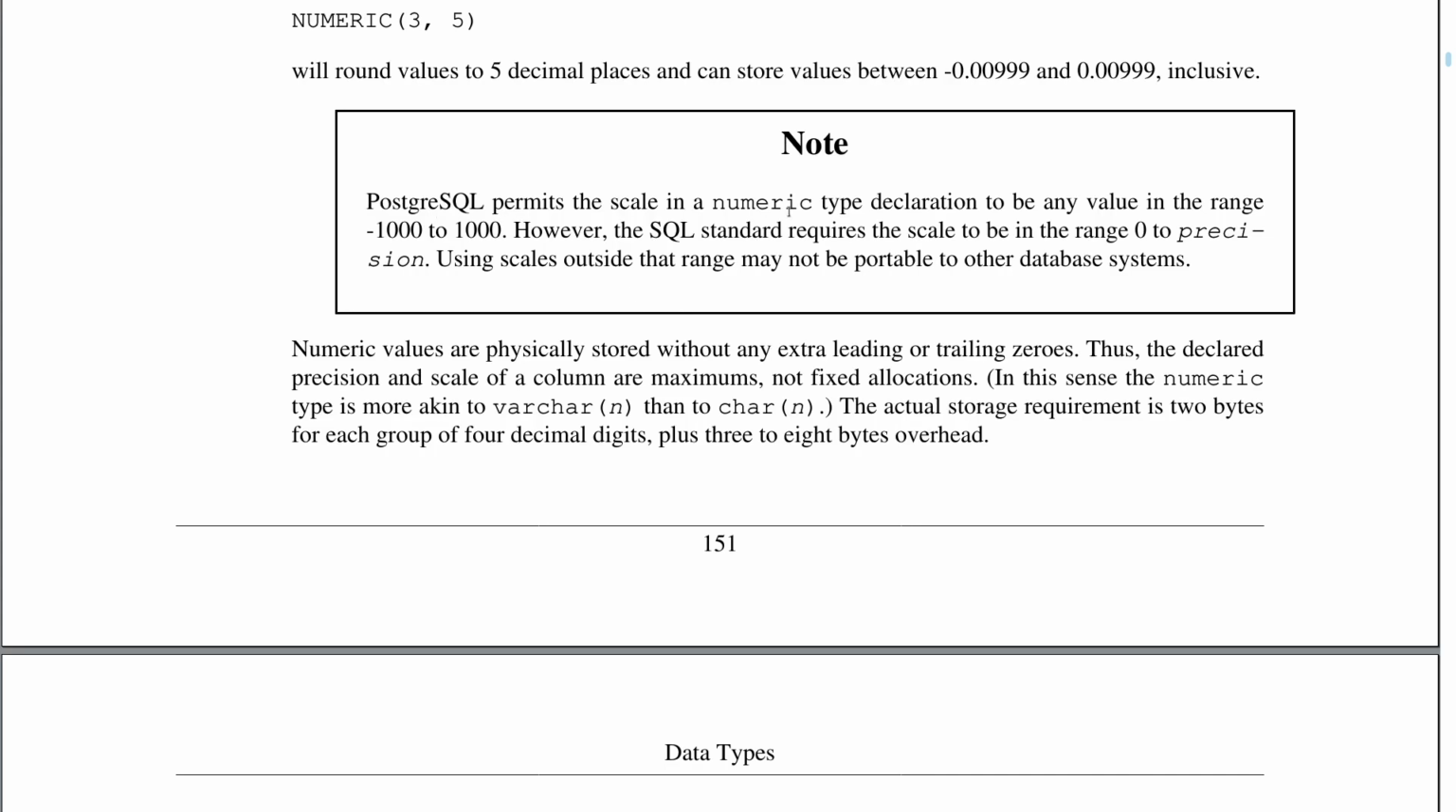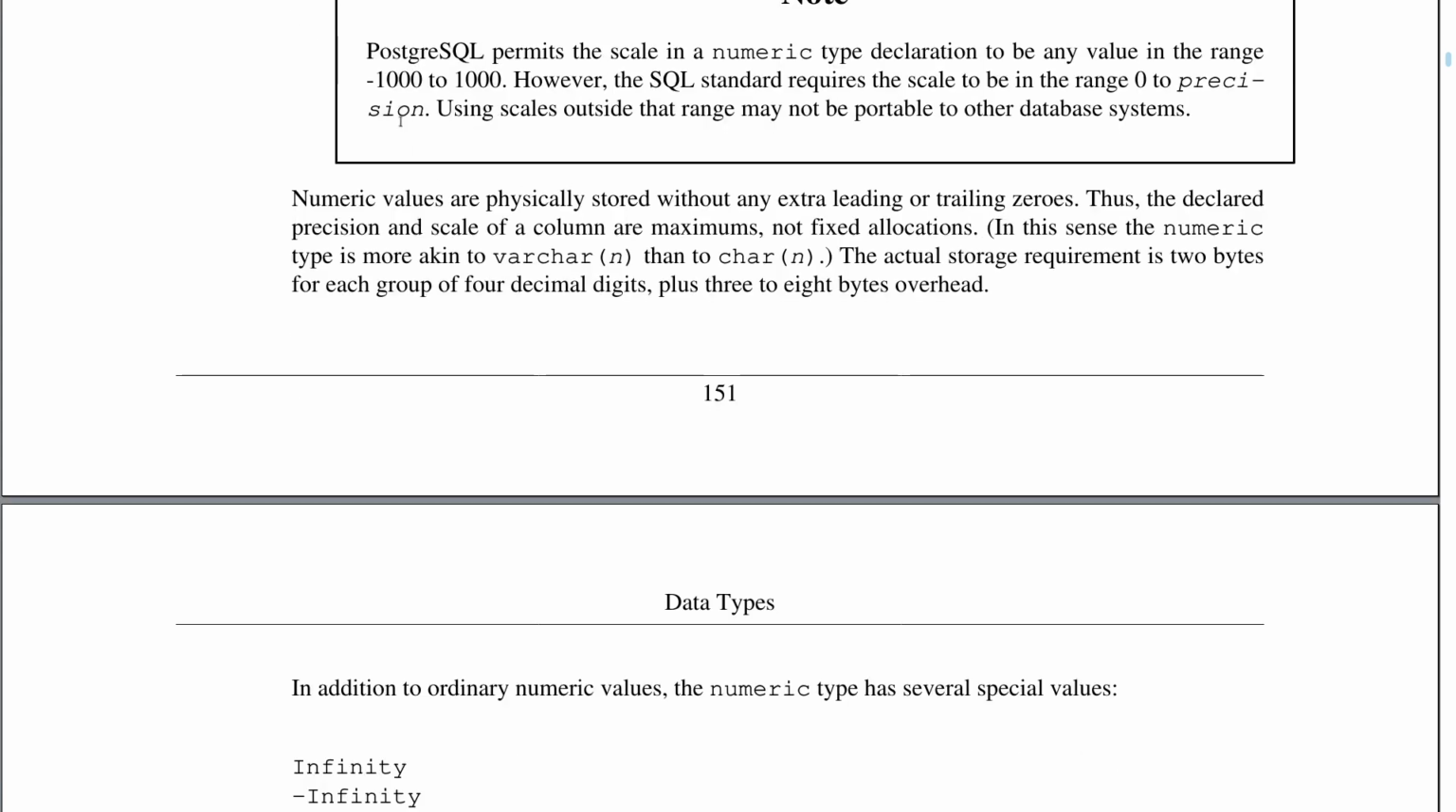PostgreSQL permits the scale in a numeric type declaration to be any value in the range minus 1000 to 1000. However, the SQL standard requires the scale to be in the range of 0 to precision. Using scales outside that range may not be portable to other database systems. Numeric values are physically stored without any extra leading or trailing zeros. Thus, the declared precision and scale of a column are maximums, not fixed allocations. In this sense, the numeric type is more akin to varchar n than to char n. The actual storage requirement is 2 bytes for each group of 4 decimal digits plus 3 to 8 bytes overhead.